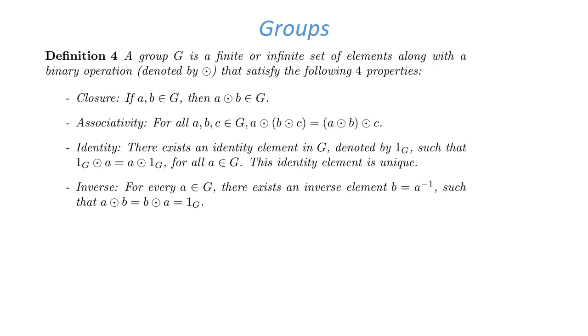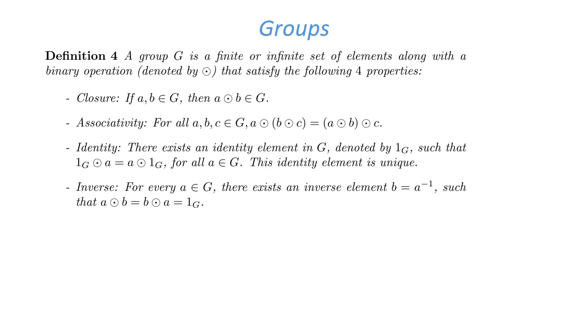The second property is that of associativity. What associativity says is that the order of applying the group operation does not really matter. So if A, B, and C are group elements, then A applied with the group operation to the result of the group operation of B and C together is equal to A group operation B, and then applying the group operation to the resulting element with C.